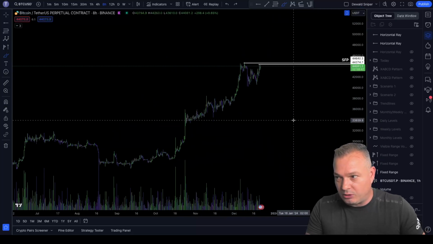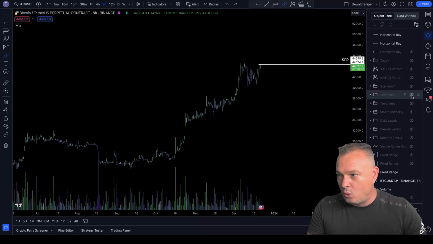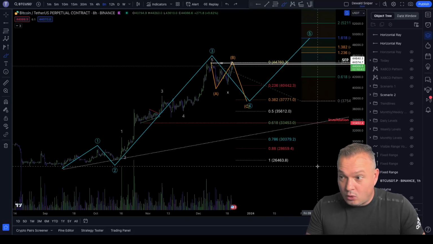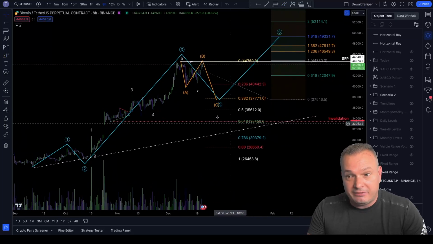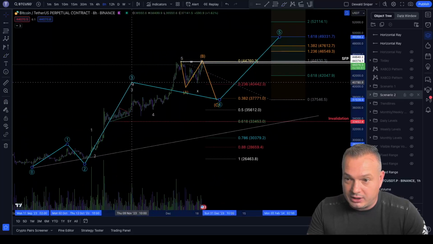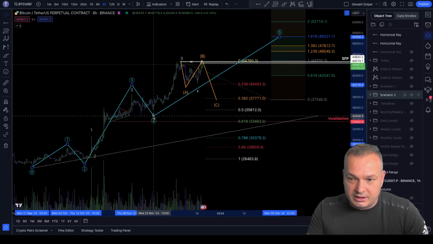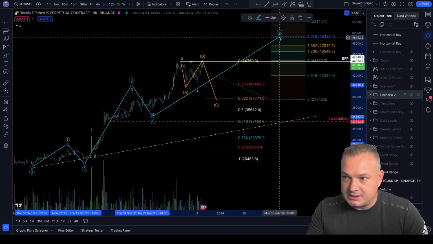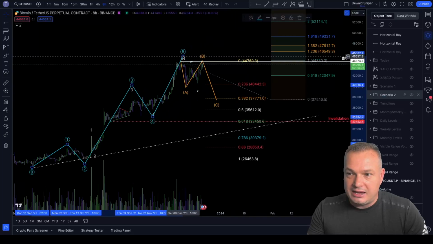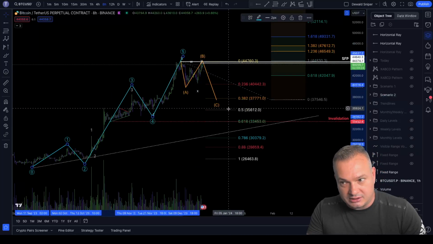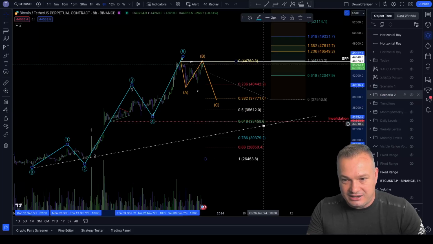Okay, so the last scenario that I want to share with you is to say, well, what if the whole structure is finished? What if we have completed wave 5 already? Just keep the blue in mind, don't look at the counts that I've got in between, but what if this is the structure and we have now actually finished this entire structure for a deeper correction to the downside? Remember then what I said, this is the end of something.